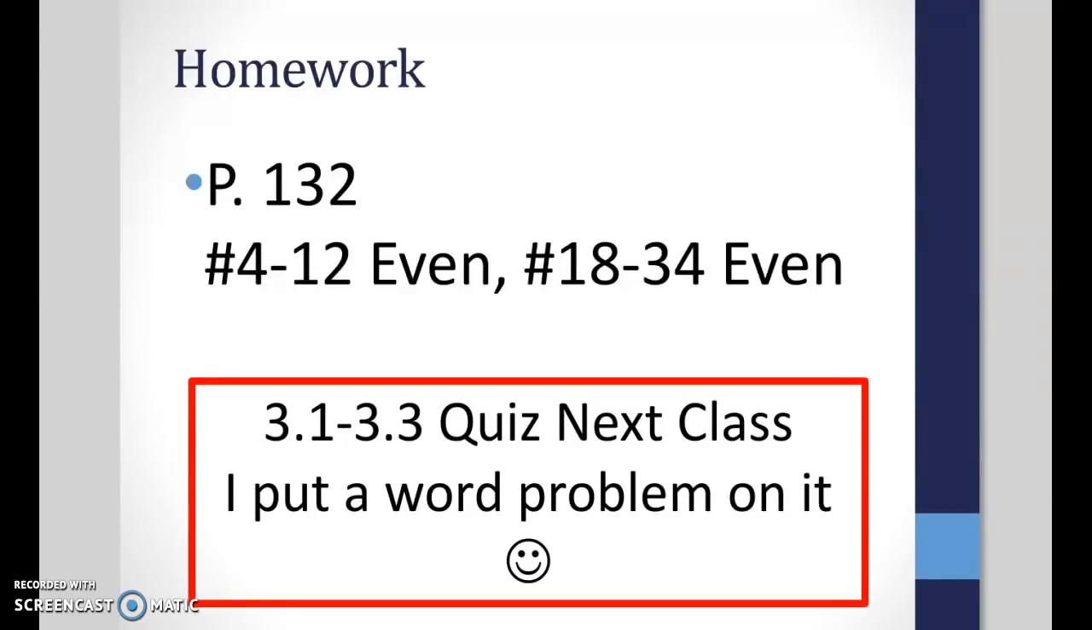On your quiz next class, there'll be one substitution problem, one elimination problem, one solved by graphing, and one solving inequalities by graphing. So there'll be 4 questions on your quiz. All right, there's your homework. You have the rest of the time to work.